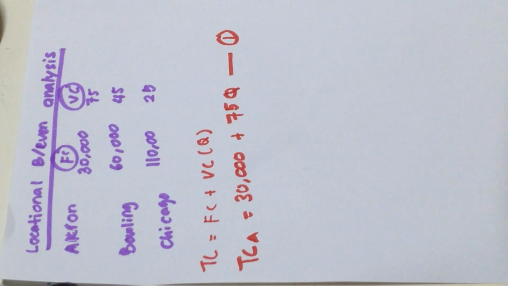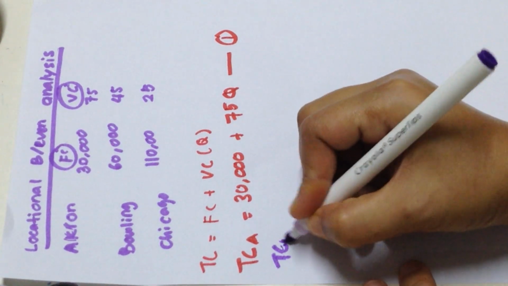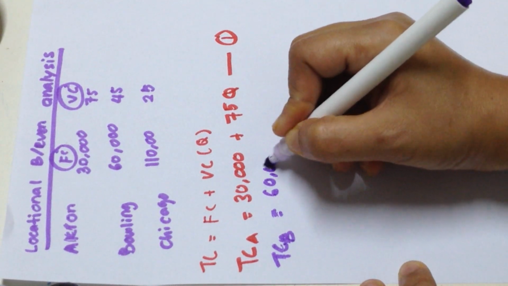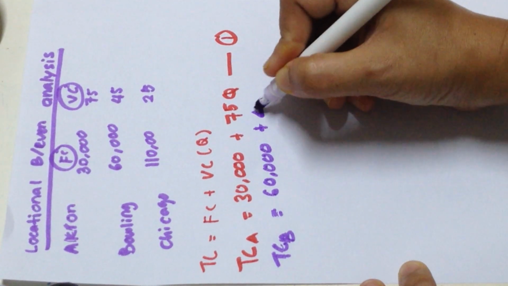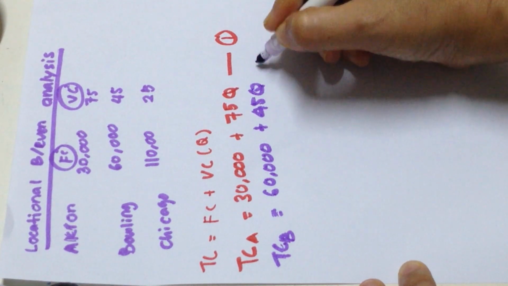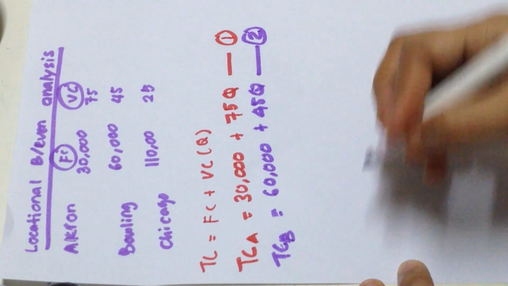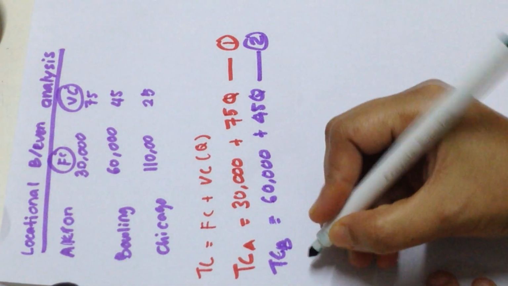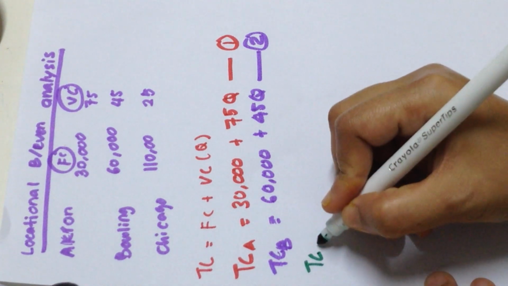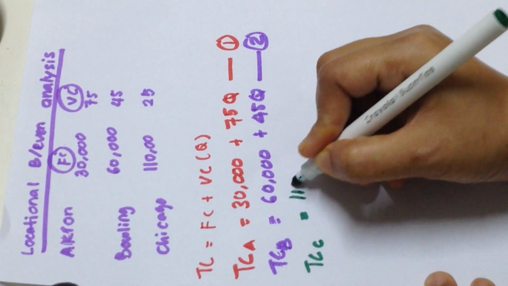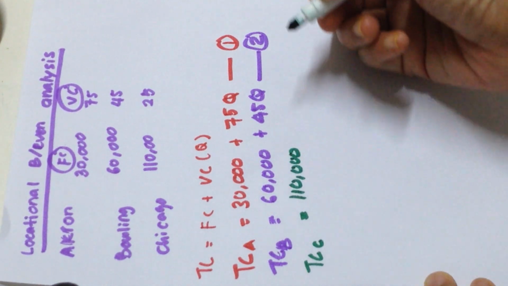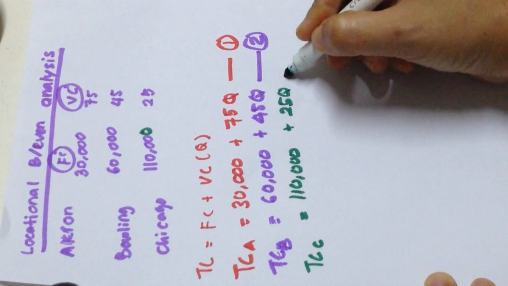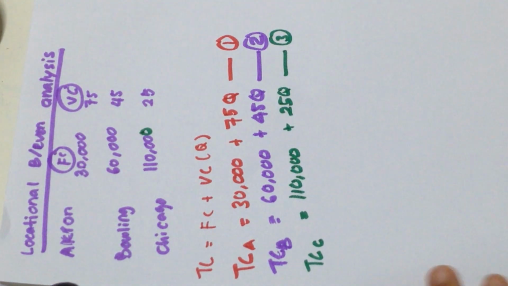Right, second equation, total cost for B, for Bowling Green, is 60,000 plus 45Q. This is the second equation. Okay, the third equation, total cost for C equals 110,000 plus 25Q. Okay, this is the equation.